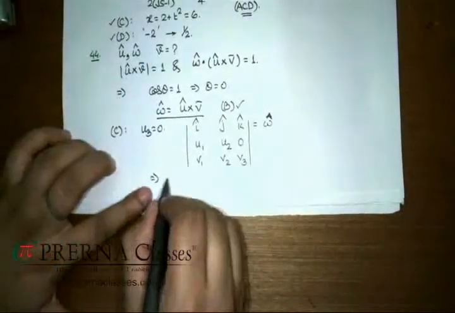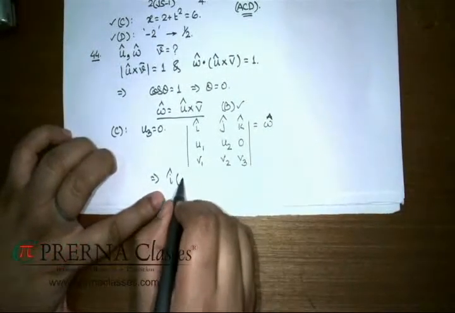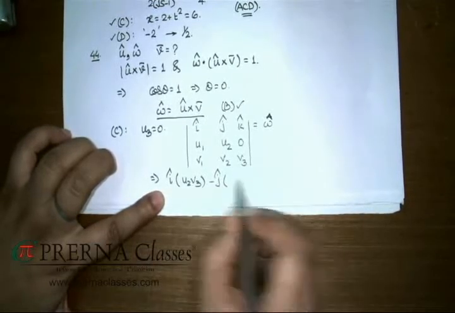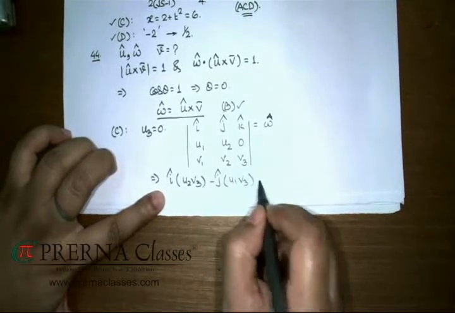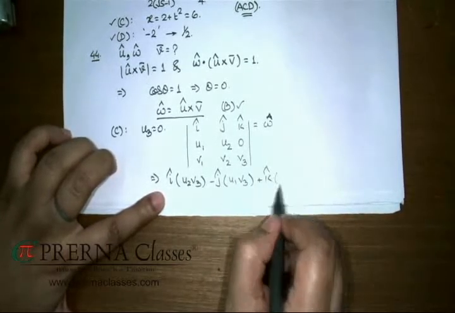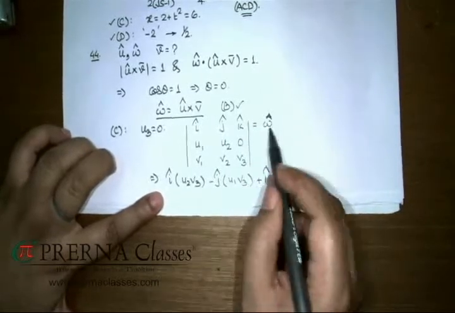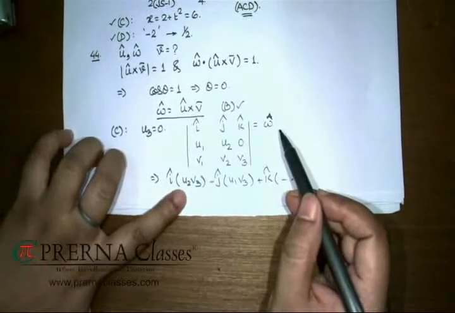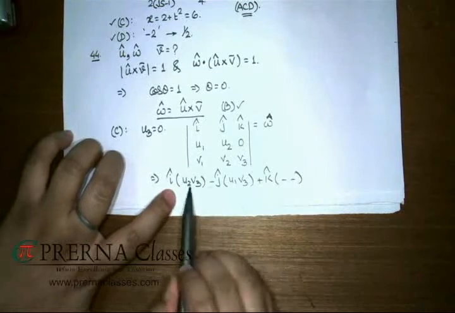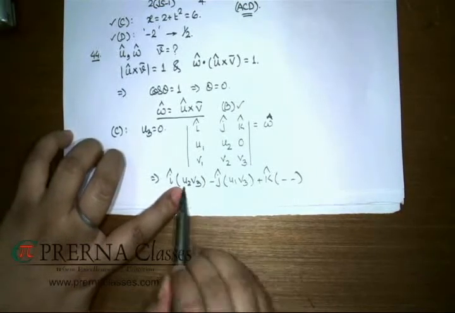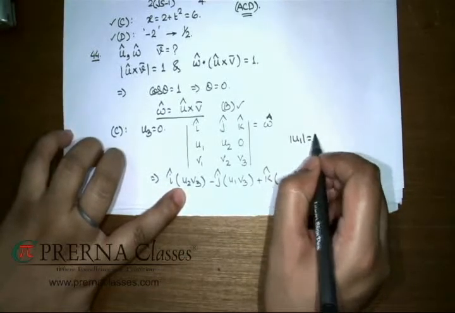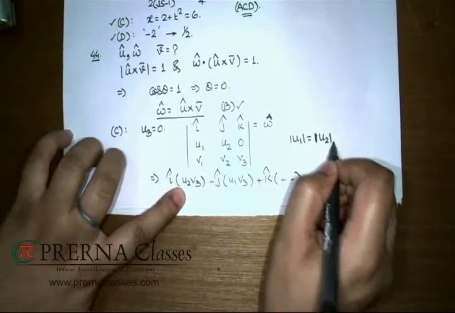The coefficient of I cap here is U2 V3. Coefficient of J cap is U1 V3. Even if you discard the coefficient of K cap and equate the two components of I cap and J cap, since in W vector the coefficients of I cap and J cap are matching, these two quantities should match magnitude wise. You can then say that the magnitude of U1 has to match the magnitude of U2. So clearly the option C is correct. The same thing is given in that problem.